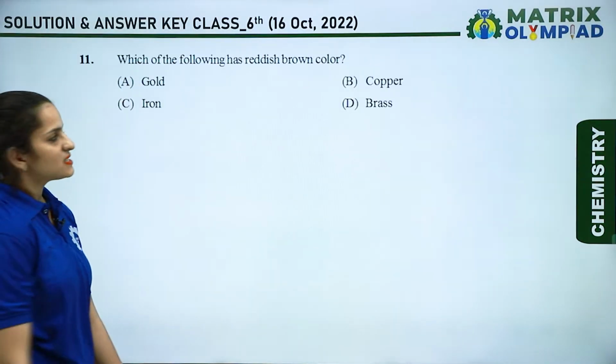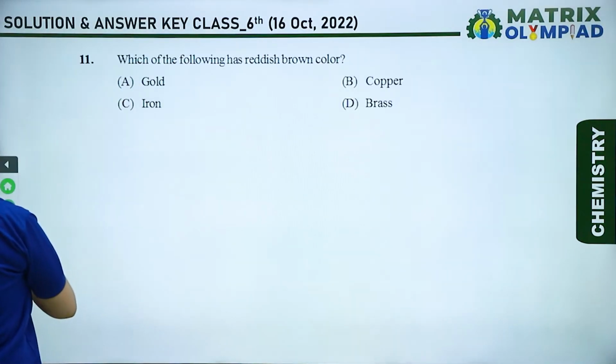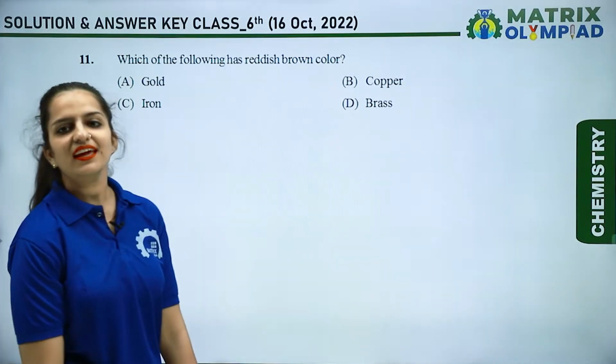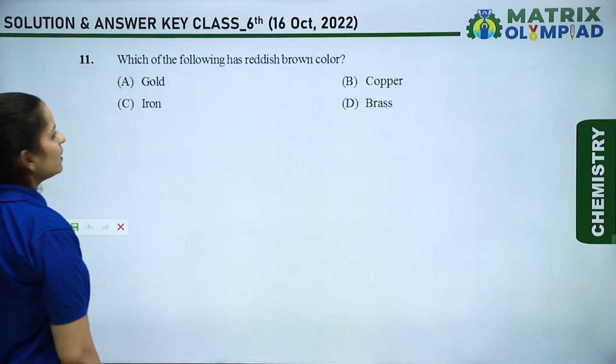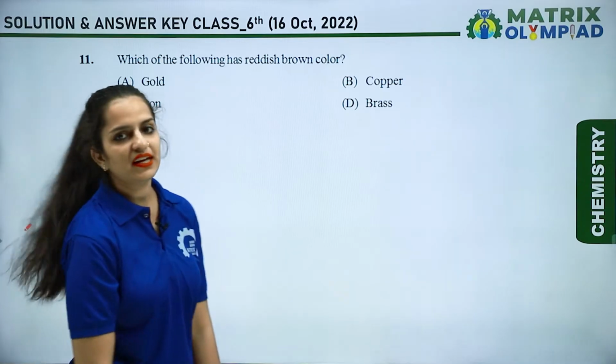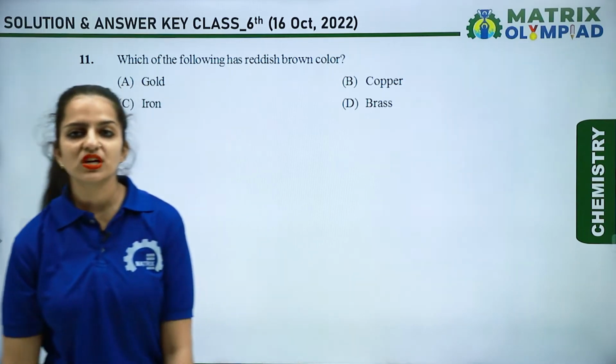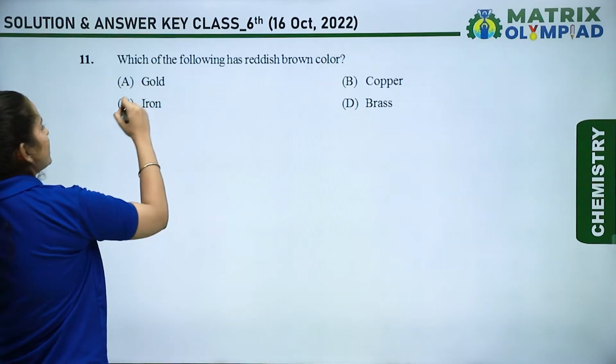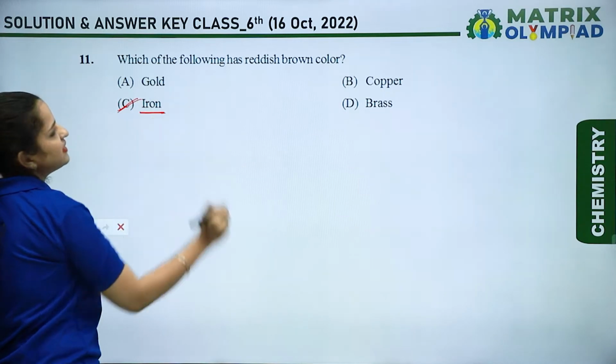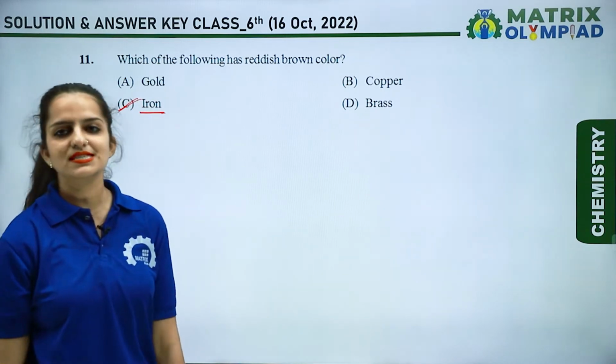The question is, which of the following has reddish brown color? Option A, gold. Option B, copper. Option C, iron. And option D, brass. In the following options, option C is correct because iron has the reddish brown color. So option C is correct here.